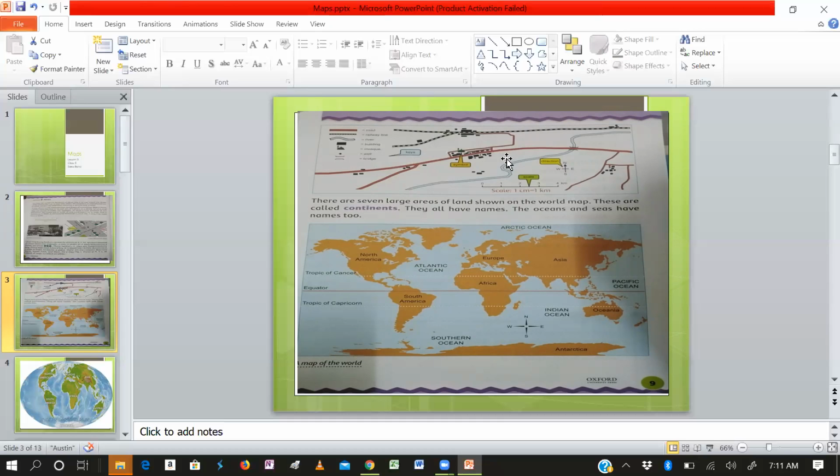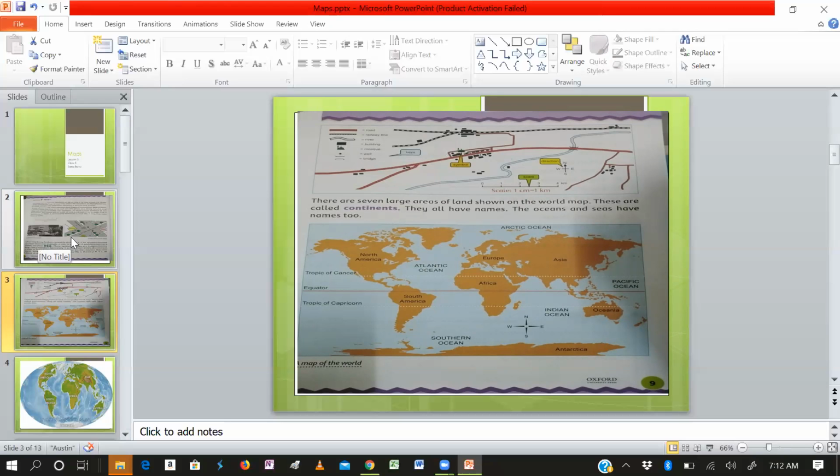It tells us the exact position, location, and shape of places and things. It tells us the actual size of a thing or place through its scale, and then also tells about the things through its key, where the symbols are used and their names are also given. So these are some specific things about the map.